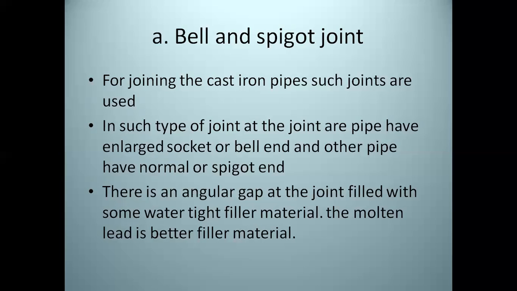There is an angular gap at the joint, filled with some watertight filler material. When we join these two pipes to each other, a small angular gap remains between the joint of these pipes, and we can fill this gap using a watertight filler material. Molten lead is a better filler material. Molten lead is used to fill the gap.